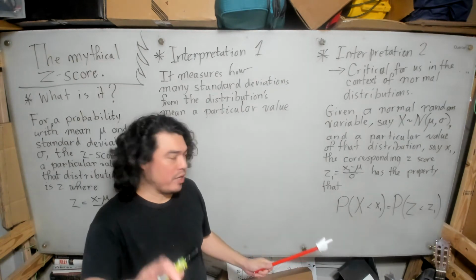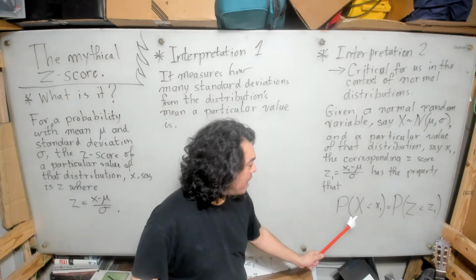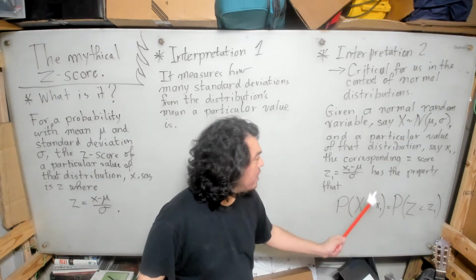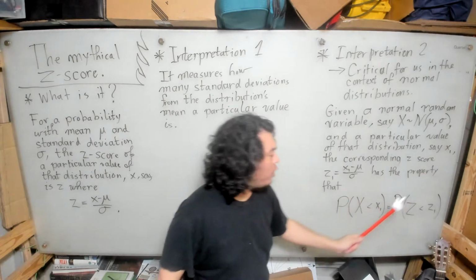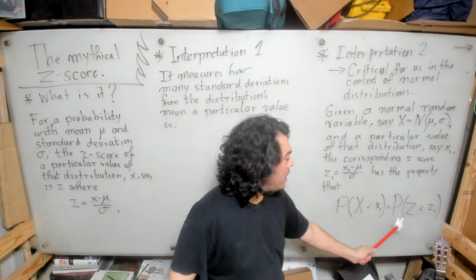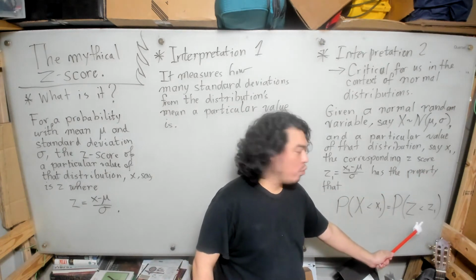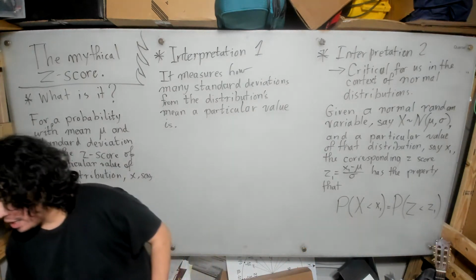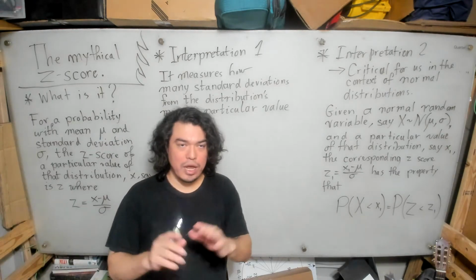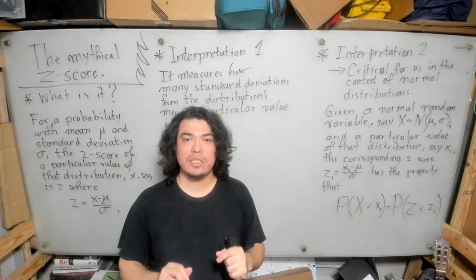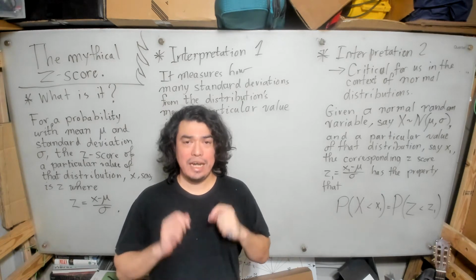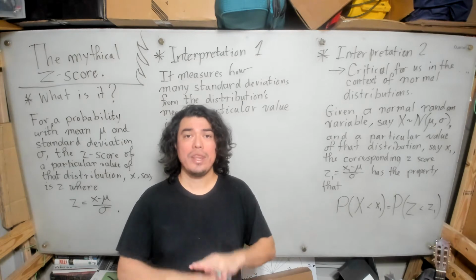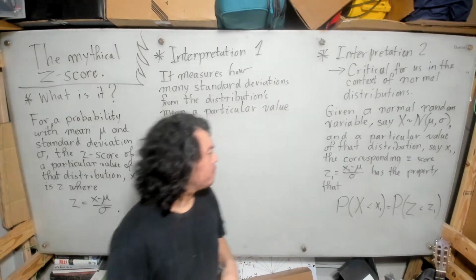And it has the property that the probability that the original distribution has a value that's less than that particular value x1 will be the same as the probability that the standard normal distribution will be less than the corresponding z-score. Okay? This is huge, okay? And the reason this is huge is because it lets us use a standard normal table to calculate the probabilities associated with any normal random variable, okay?